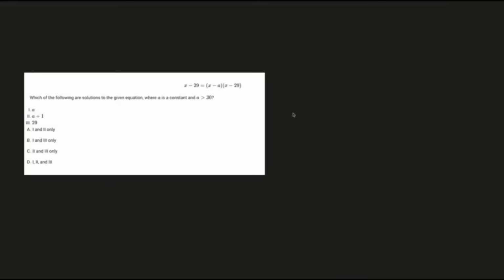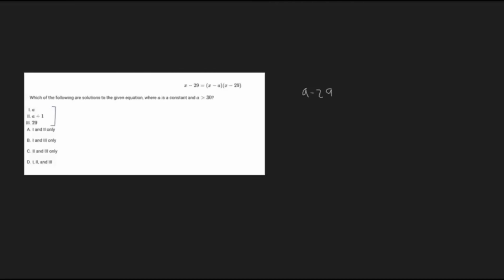So the following are solutions to the given equation, where a is a constant and a is greater than 30. All right, so first off, we have three possible answer choices: a + 1, or 29. And so what we want to do first is just plug in these values to see if they work out, right? These solutions are really just substitutes for the value of x. And therefore, for the first one, if we were to test it, we replace x with a. So we have a − 29.